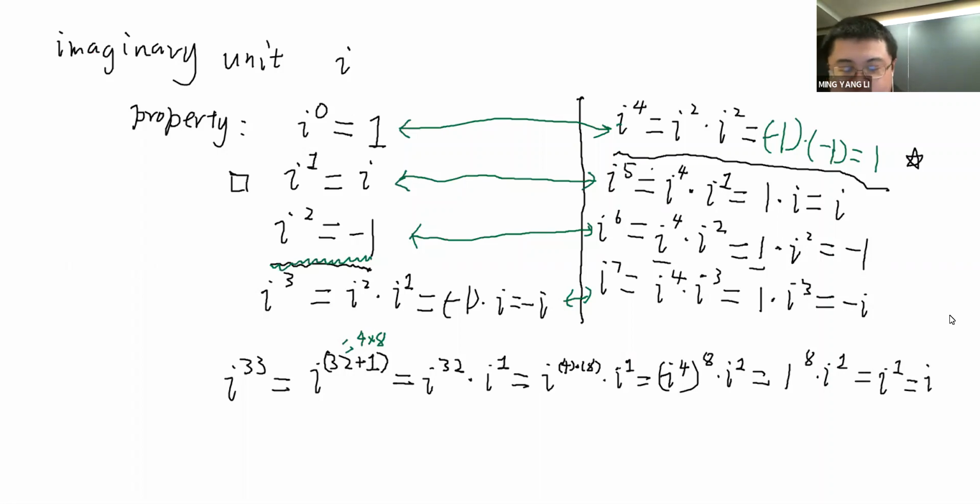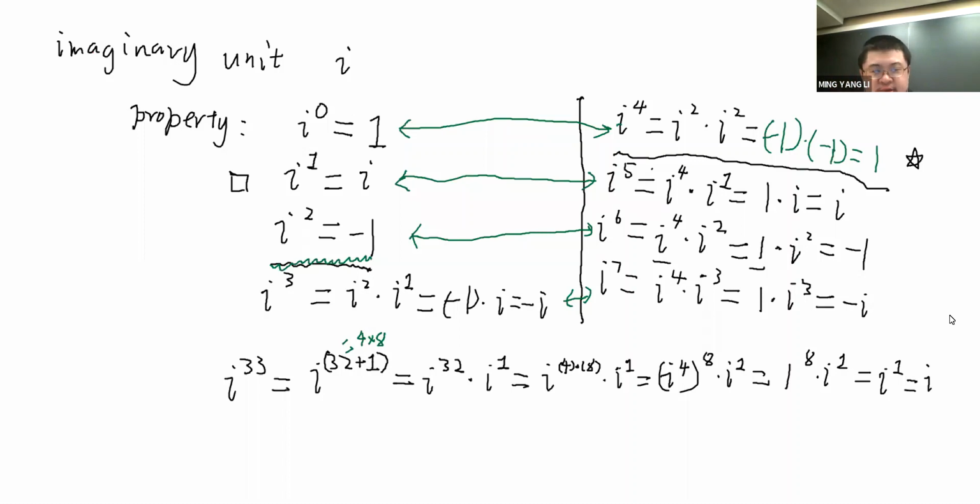In this way, for i to the power of an arbitrary large number, you can write the number as 2 parts. One part is the perfect product of 4, a number that contains 4 as a factor, and the second part is the remainder when you divide the exponent by 4. So it's either 0, 1, 2, or 3.